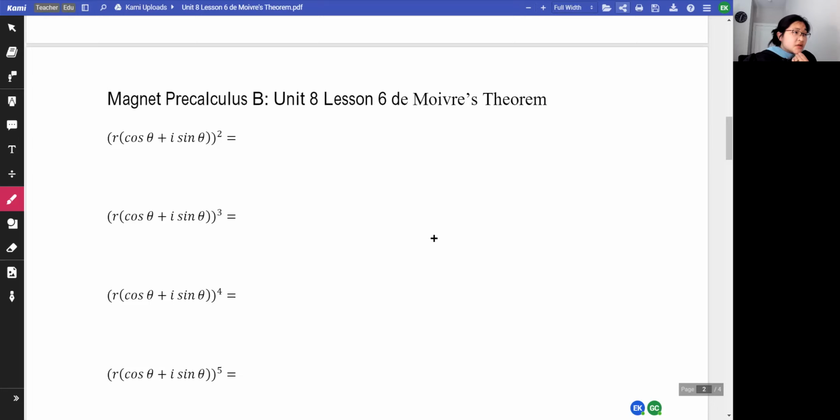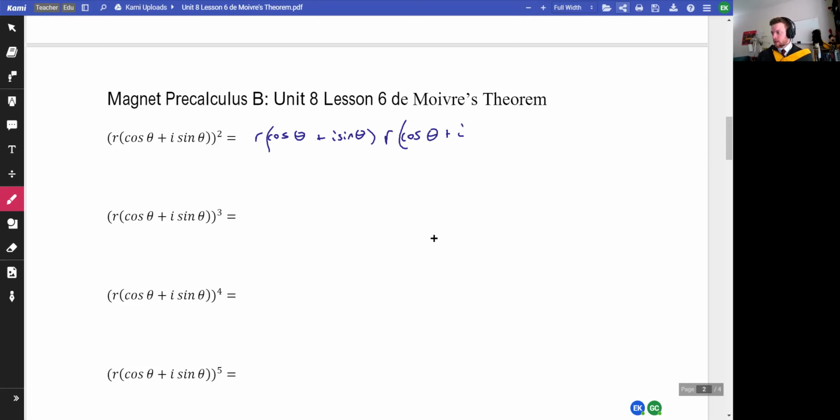Let me do this. R cosine theta plus i sine theta times R cosine theta plus i sine theta. We'll just do that once. The rest we'll kind of remember. How do we multiply complex numbers in their polar form? Oh man, there was something about rotation. If you forget how to do it, let's think about what these numbers actually mean.